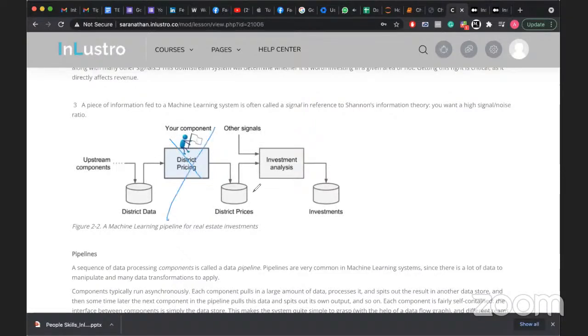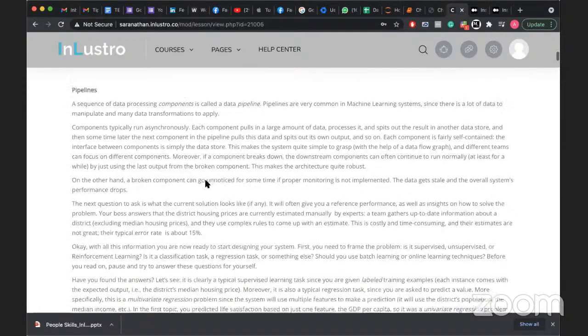If this breaks down, downstream components can take data from the database, and they need not be immediately affected, right? They're not immediately affected because there is no direct connection. If you notice, there is no direct connection. They're connected through the data store, so they're not immediately affected. So let's move on. This is one of the major advantages of having a pipeline.